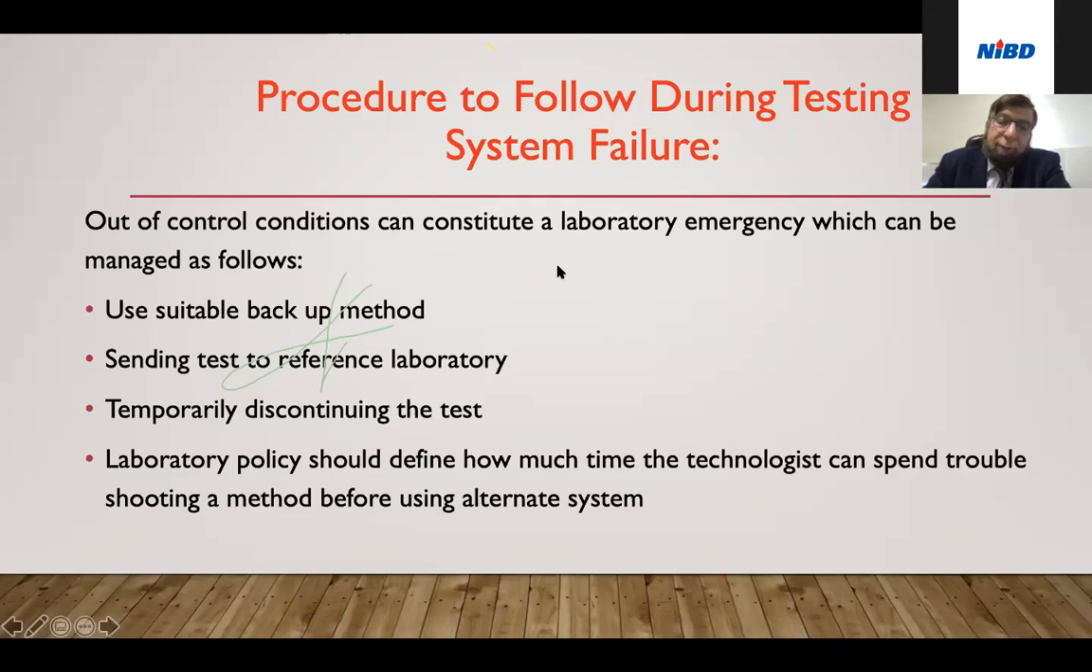For example, your mainstay is an instrument. For example, let's say Architect, you are doing mainly your tests on Architect or cobas 6000, and it fails and you can't do troubleshooting, the engineer cannot come, then you should have an alternate system like Selectra or Microlab where you can run this test.